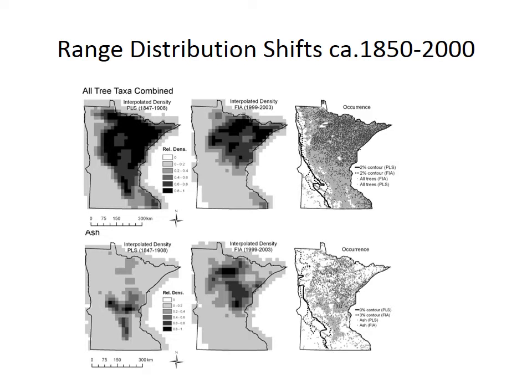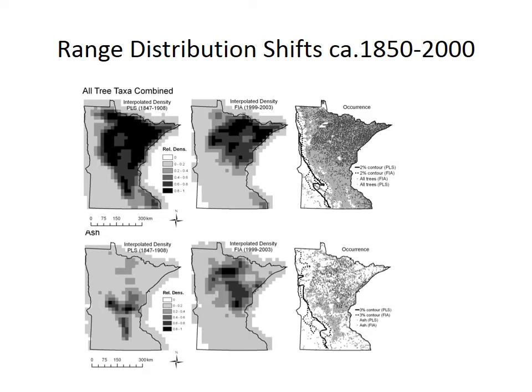And so if you look at the first map there, it's the Public Land Survey. And then the second map, the one that's in the middle, is where trees occur from 1999 to 2003 in the forest inventory. And you can see that there are a lot fewer trees along the prairie forest border, and that's because of logging and land conversion into agriculture.